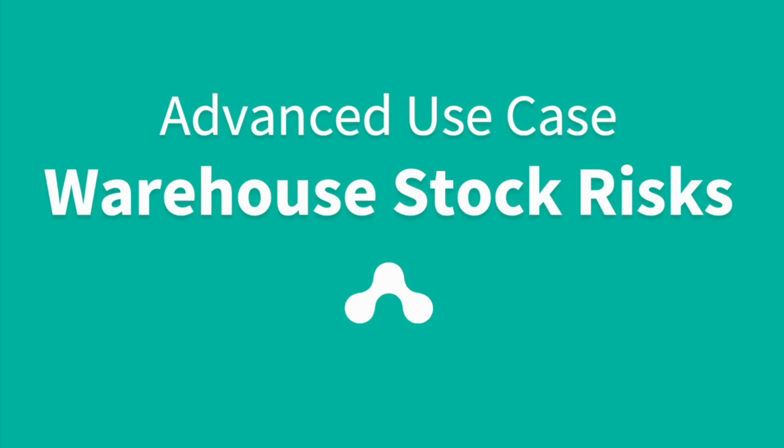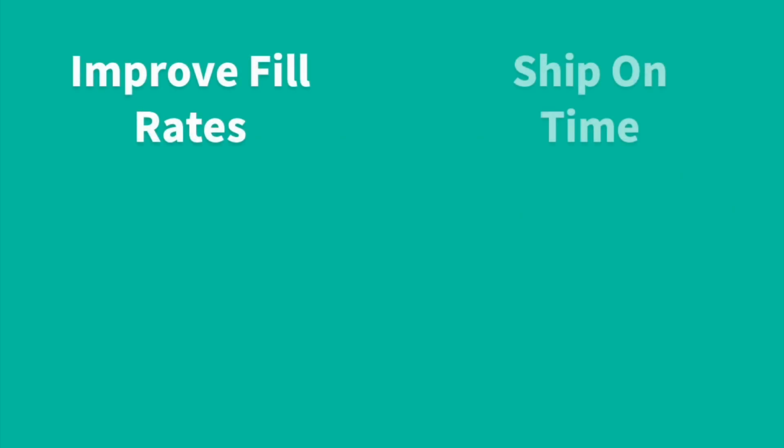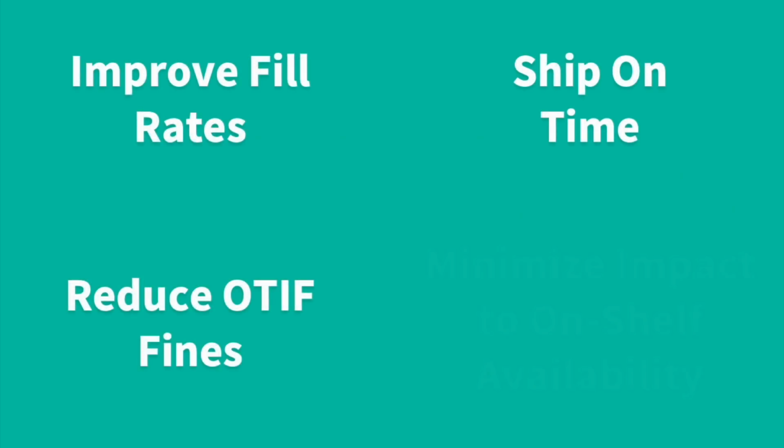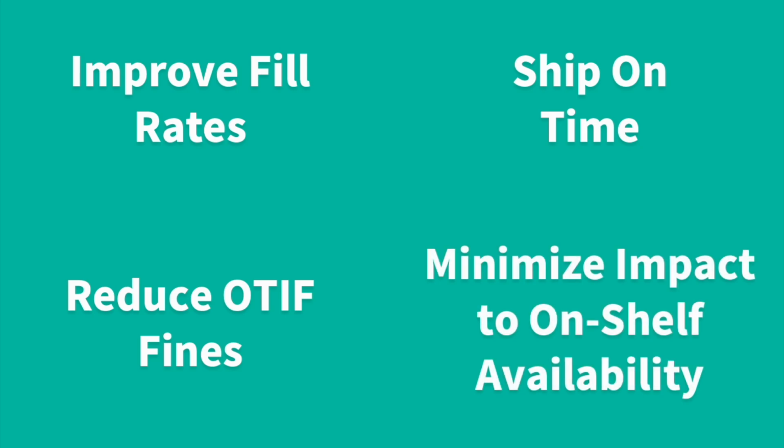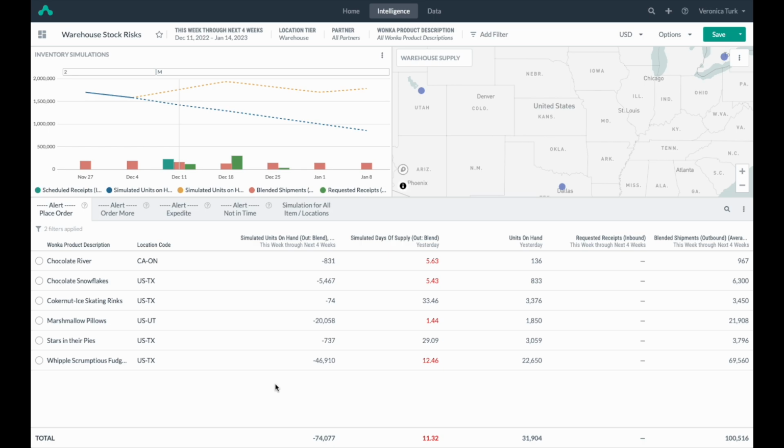Warehouse stock risks is a use case in Alloy commonly leveraged by supply chain analysts to proactively identify inventory and replenishment issues that are stemming from their warehouses. The goal is to improve fill rates, ship on time, reduce OTIF fines, and ultimately minimize the impact to downstream on-shelf availability. Alloy has created a templatized warehouse stock risks dashboard to kickstart the user's journey.